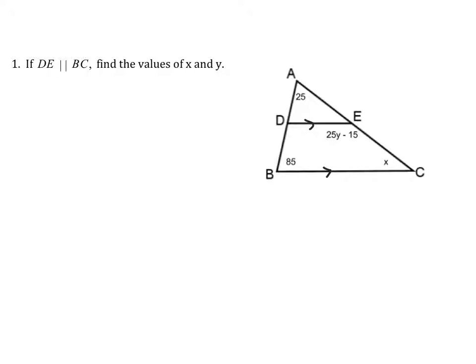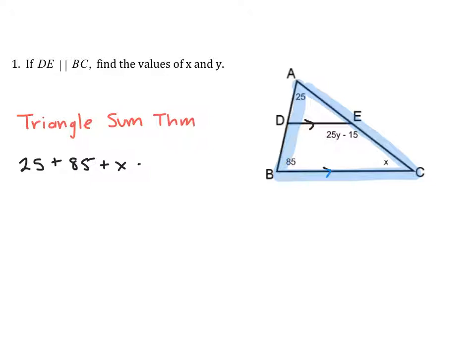So the first thing that I notice here is that we have a triangle. So I'm actually going to ignore line segment DE. So we know that according to the Triangle Sum Theorem, the three angles in your triangle should add up to 180. So I can create an equation that looks like this: 25 plus 85 plus x equals 180 degrees. So let's combine like terms and solve for x. So x is going to be 70 degrees.